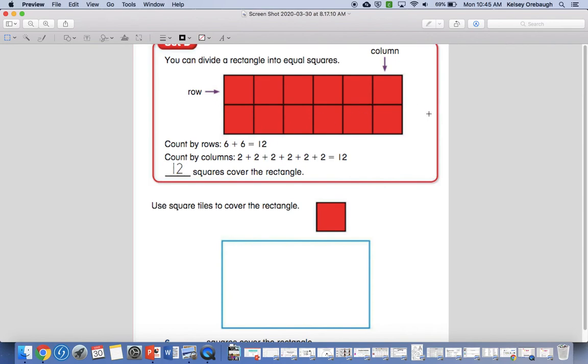We can also count by columns. We have more columns than we have rows. We have 1, 2, 3, 4, 5, 6. 6 columns. How many squares in each column? 1, 2. So we can add 2 plus 2 plus 2 plus 2 plus 2 plus 2. 6 times. 1, 2, 3, 4, 5, 6. 2, 6 times equals 12. 2 plus 2 plus 2 plus 2 plus 2 plus 2 equals 12. Either way you do it, if you count by rows or by columns, you're going to get the same number of squares, 12 squares.